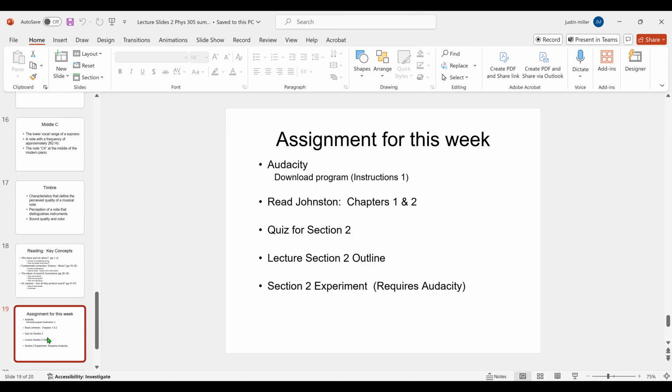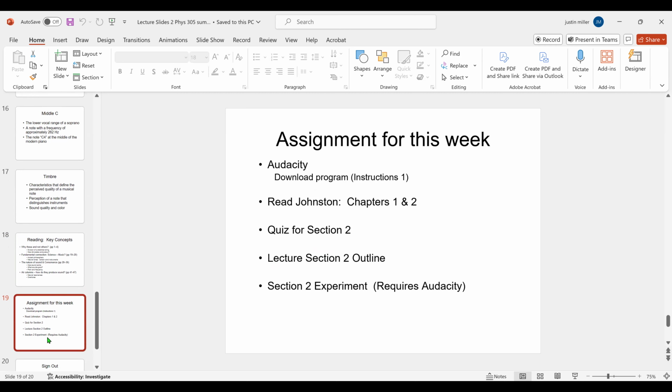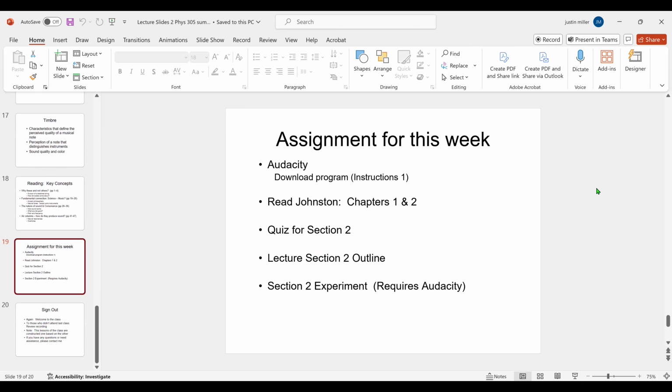So we've got some Audacity. Download it. You need it. Reading, quiz for section 2, lecture for section 2, a lecture outline for section 2. And then we've got an experiment that requires Audacity. So we're going to take a look at that, and then that'll be that.